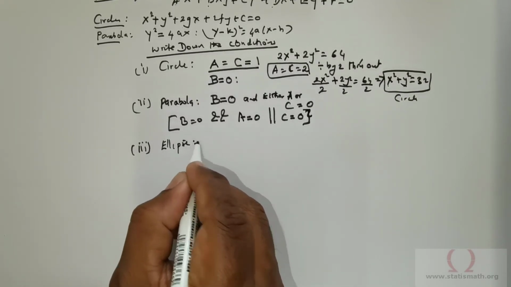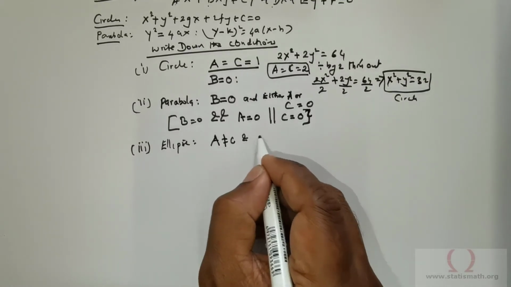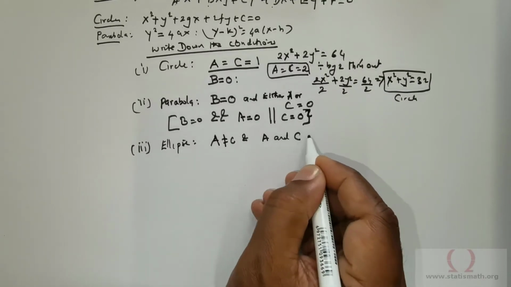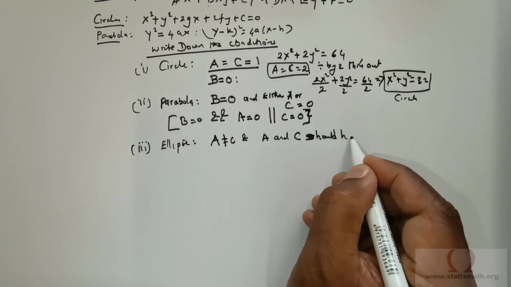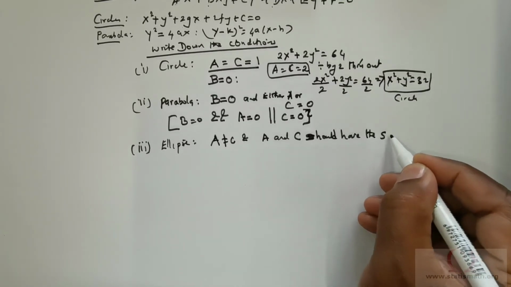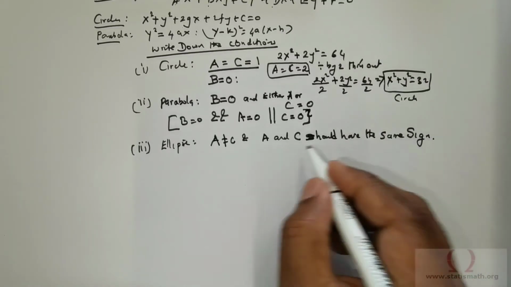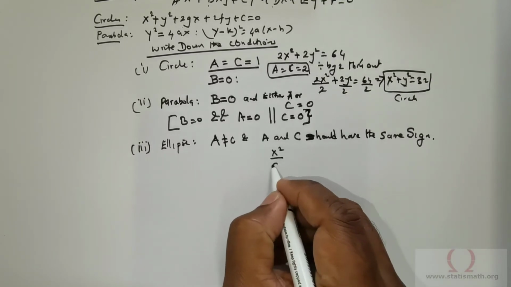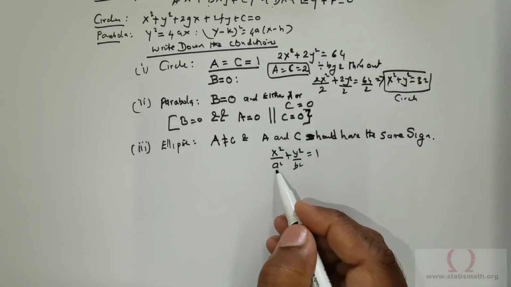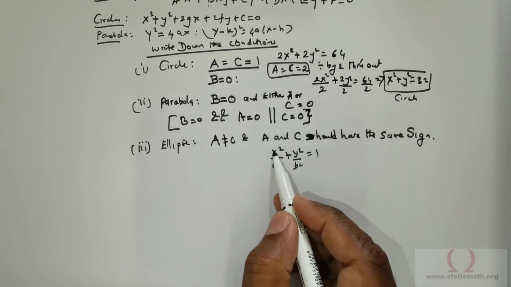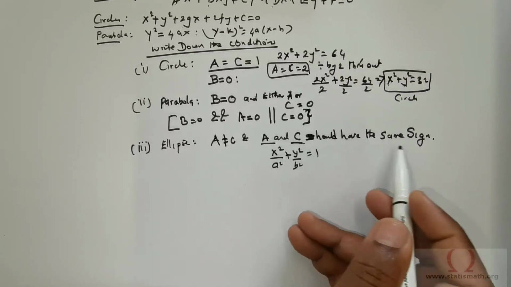Now for the ellipse, the condition is that a cannot be equal to c, and a and c should have the same sign. Have that in mind. If I were to take the standard form of the ellipse, x squared over a squared positive y squared over b squared is equal to 1. Clearly, you can see here, the signs of x squared and y squared are the same. That's what we are looking for. a and c should have the same sign.